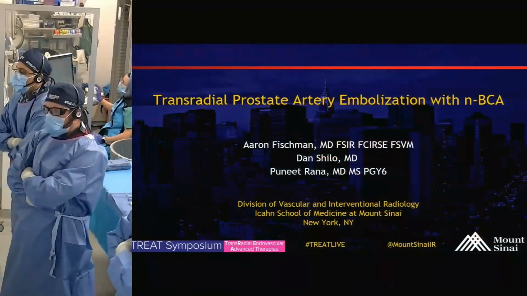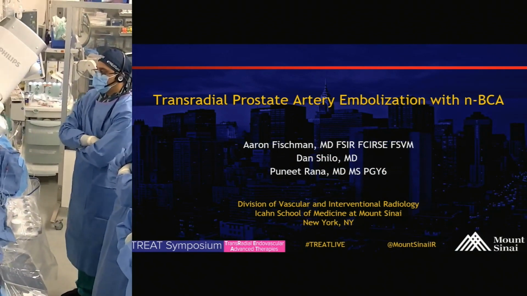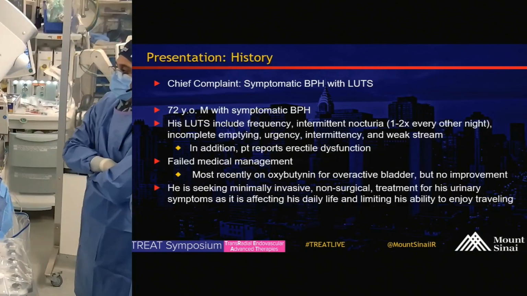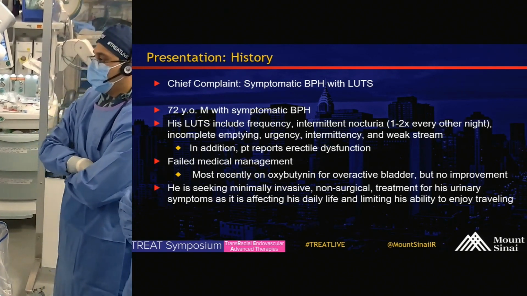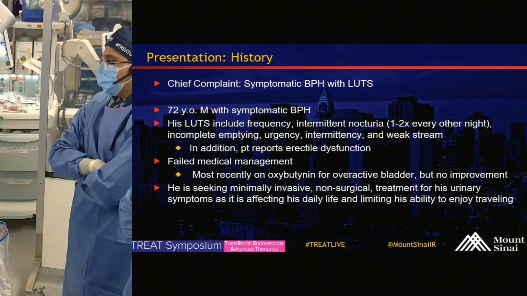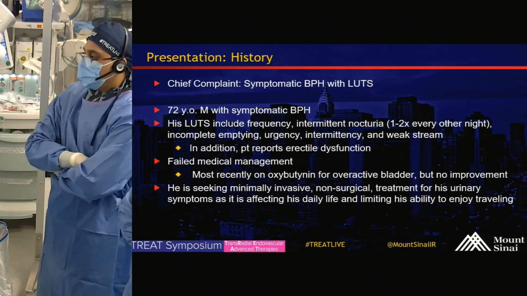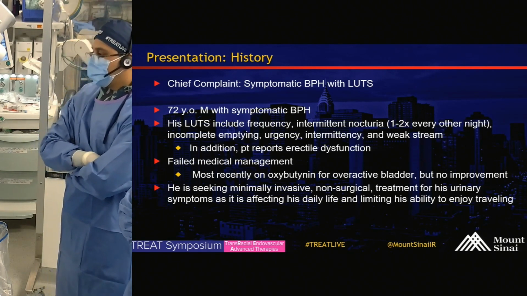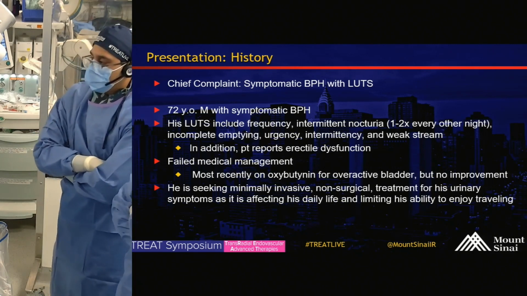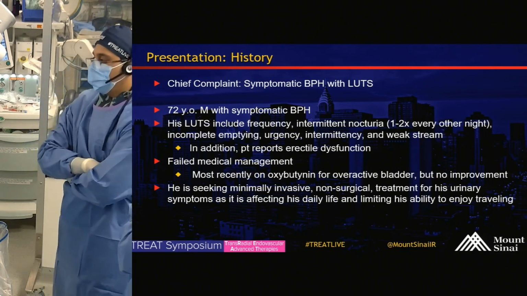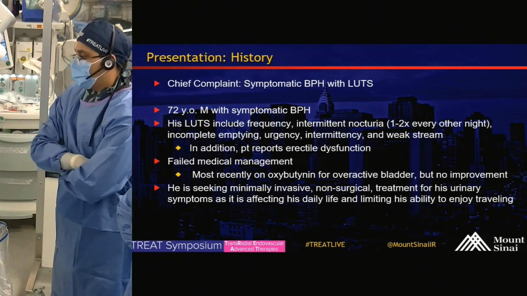Hey everyone, good morning. Today we're going to present a case of transradial prostate artery embolization using glue, n-BCA. So we have a 72-year-old male with symptomatic BPH. His LUTS include frequency, intermittent nocturia, 1 to 2 times every other night, incomplete emptying, urgency, intermittency, and also he has weak stream. In addition, patient reports he has erectile dysfunction. He's failed medical management in the past. Most recently, he's been on oxybutynin for overactive bladder, but has had no improvement, so discontinued.